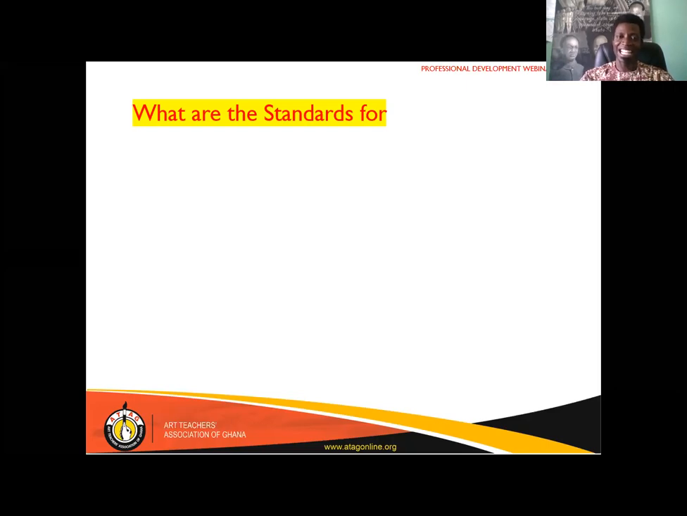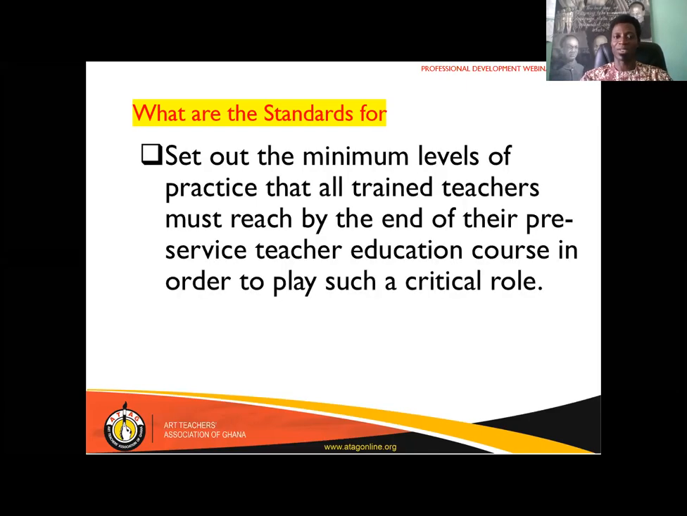Now that Ghana has national teachers standards, what are the standards for? The standards are made to set out the minimum levels of practice that all trained teachers must reach at the end of their pre-service teacher education course in order to play such a critical role. As teachers, we were trained in different institutions in Ghana or outside. These institutions have standards, but here we are discussing the situation of Ghana. So once we have the standards, it is going to be the minimum level of practice, and that is what you are going to measure it against.